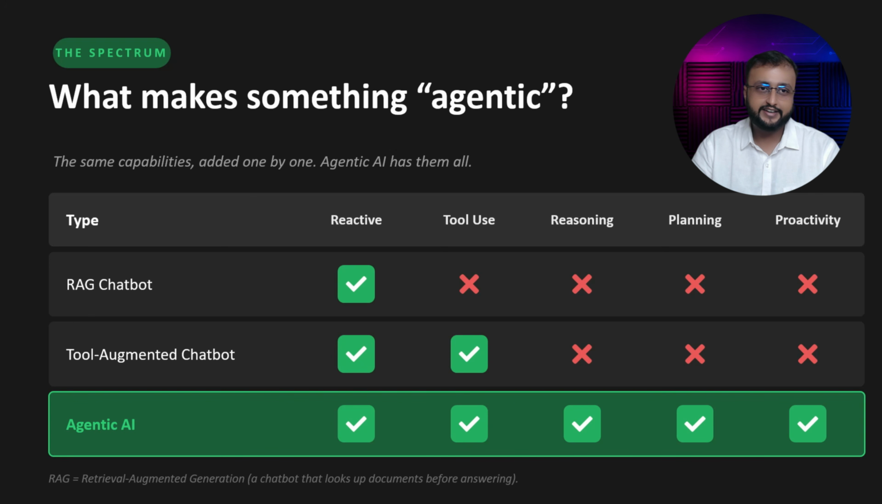Now let's try to understand what makes something really agentic. There are different concepts in the world of agents, right? We have seen the RAG-based chatbot, which is reactive, but doesn't have tools, reasoning, planning, and proactivity. A tool-augmented chatbot is reactive and uses tools as well, but has no reasoning, planning, or proactivity. But agentic AI covers everything. It's reactive, it uses tools, it does reasoning, it does planning, and of course, it behaves proactively.